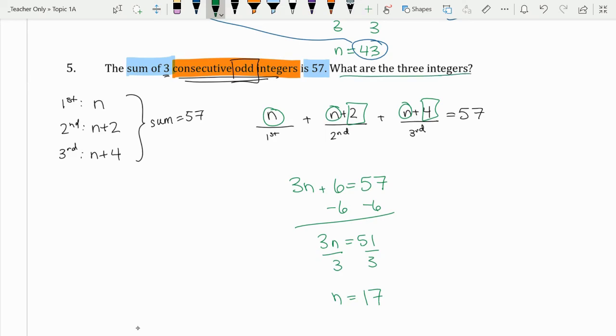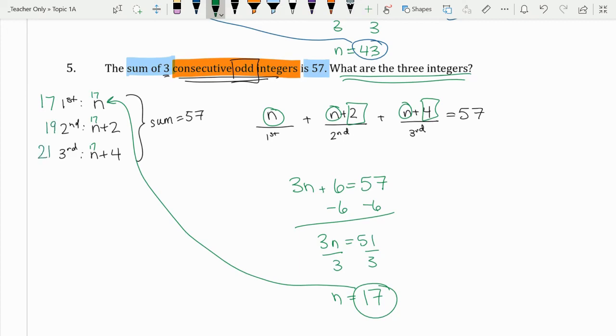So we go back and we look for this. What are the 3? And you're going to go ahead and plug it in. So the first answer is 17. 17 plus 2 is 19. 17 plus 4 is 21. Well, this works. We're going to add them all together. We're going to get 57. Yes, 17, 19, and 21 are all odd numbers. If they weren't, we would have done something wrong. The numbers are 17, 19, and 21.